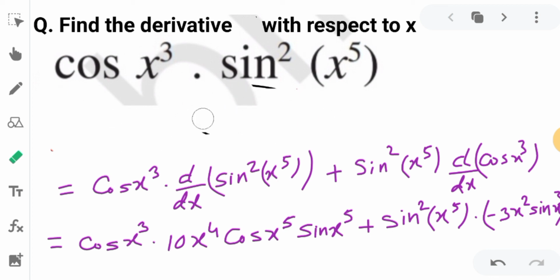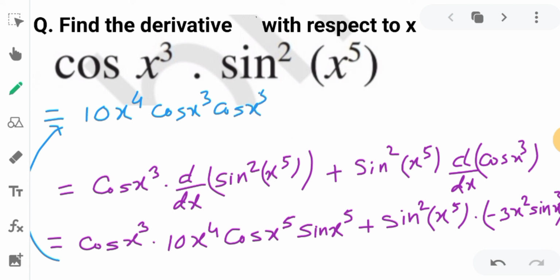So I will write here because the space is not there, so I will erase this and I will write here. Okay, so I will use this color so that you will identify easily. I am writing after this here. Okay, so first 10x to the power 4 I will write, into cos x cube, any term you can write, cos x cube into cos x to the power 5 into sin x to the power 5. Okay, so this is done.